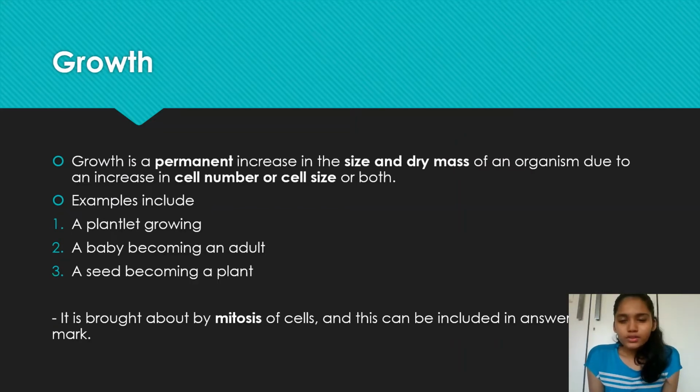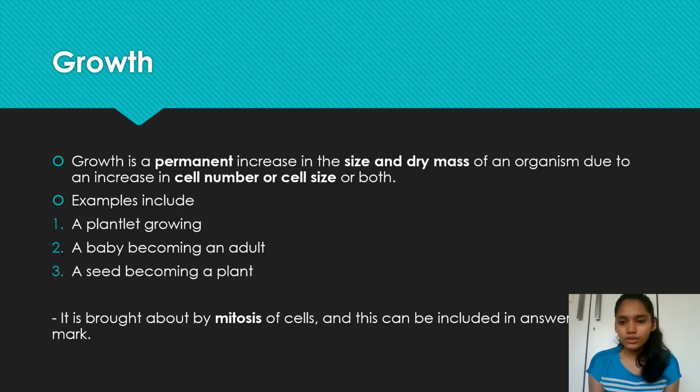Okay, growth. Growth is also easy to understand, but the explanation is where kids go wrong. You get 1 mark for mentioning permanent, just one word, so do not waste it. Growth is a permanent increase in the size and dry mass of an organism due to an increase in the cell number or cell size or both.